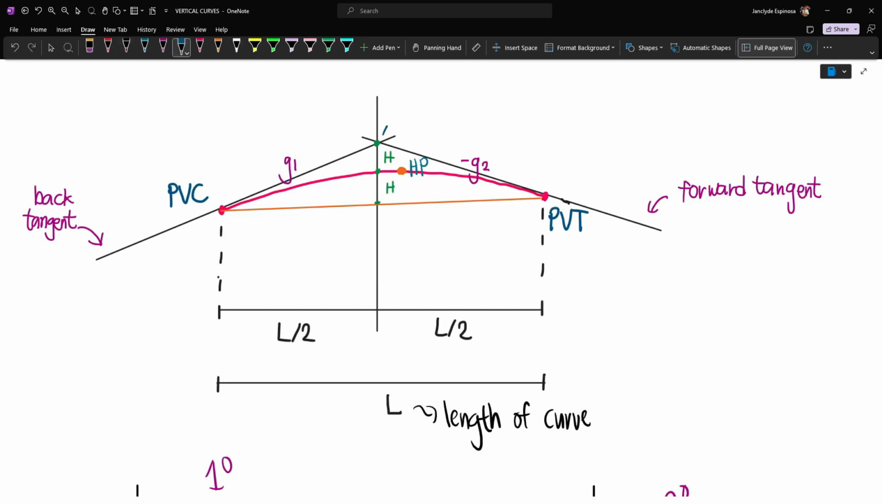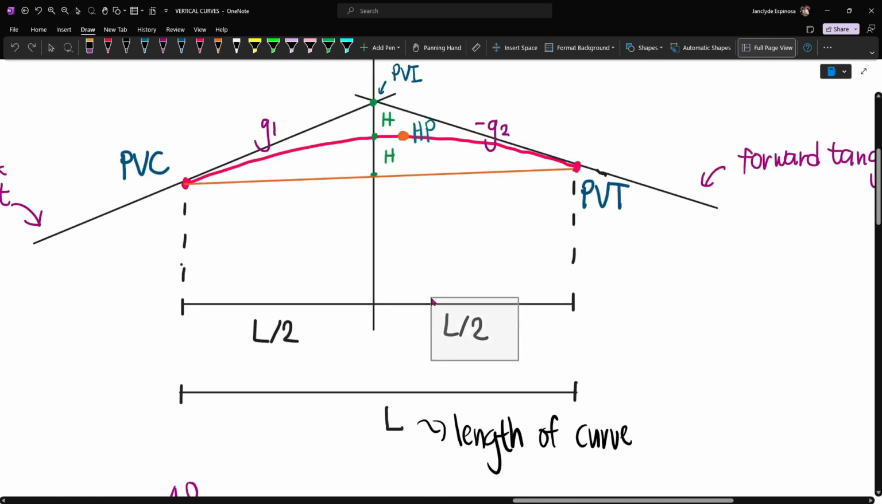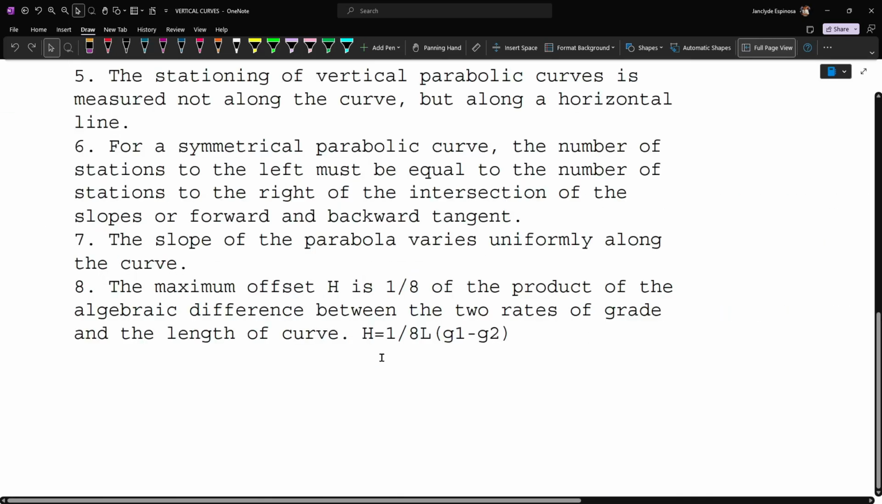And so this is our point of intersection. Let's say this is PVI, or the point of intersection of the vertical curve. If we draw a vertical line from here and extend it down, this is L over 2, and this is also L over 2 for vertical parabolic curves. Now, if this length is not equal to this one, then we have an unsymmetrical parabolic curve, which we will discuss in another video. And then next, the slope of the parabola varies uniformly along the curve.